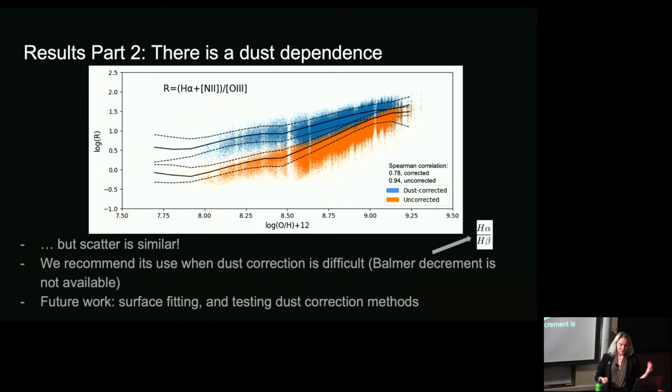So as I mentioned previously, the most robust dust correction method utilizes this Balmer decrement, but it will be unavailable with these low resolution spectra because of the blending of the H-alpha line. So we propose that we could use this diagnostic for uncorrected data, but for future work, it is best practice to correct our galaxies for dust. So in addition to surface fitting the dust dependence, we are also going to test other dust correction methods besides the Balmer decrement to see if one is suitable for our diagnostic.